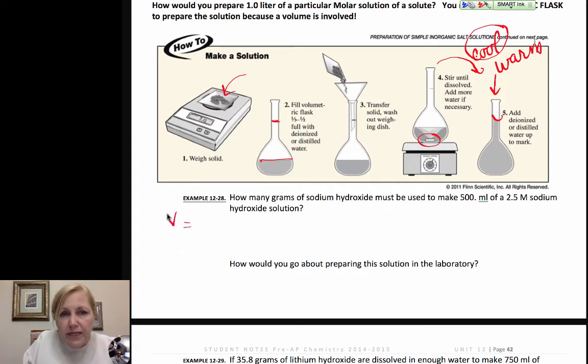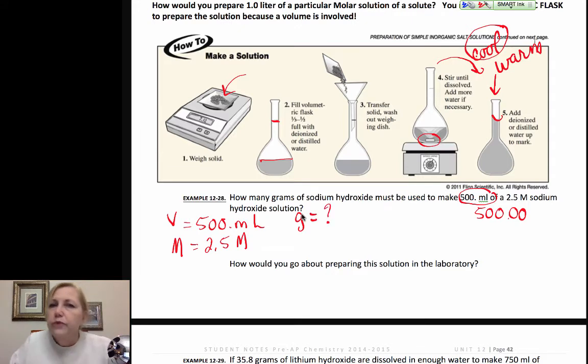My volume is given as 500 milliliters. That decimal place gives me 2 sig figs. I'm going to be real honest with you. If I were to change these notes, I would write 500.00 because that's how accurate most of these volumetric flasks are. So we've got 500 milliliters. I need a molarity of 2.5 molar. And the question says how many grams.